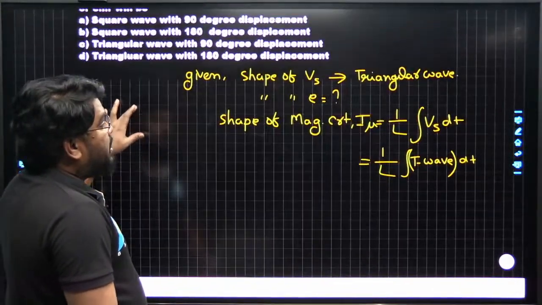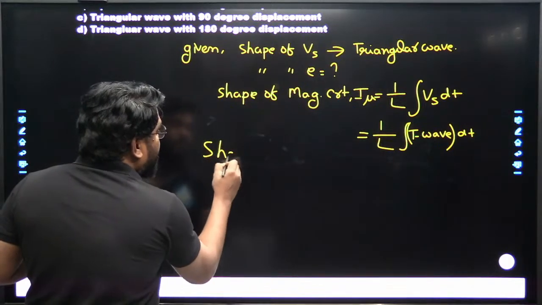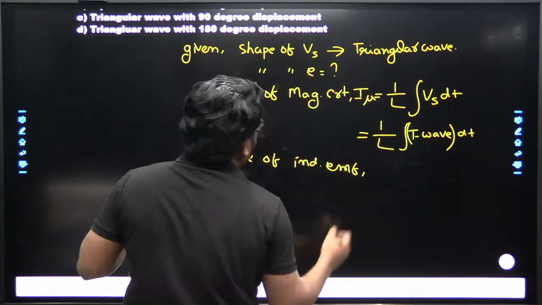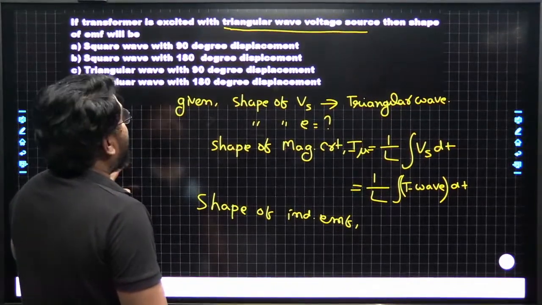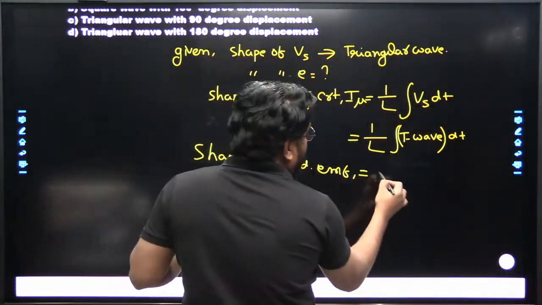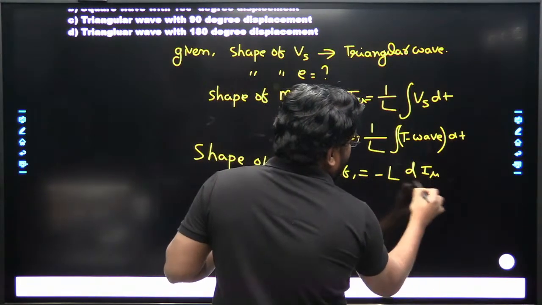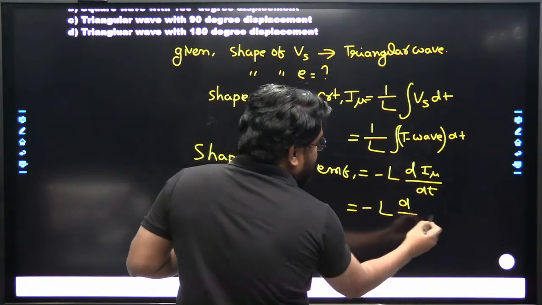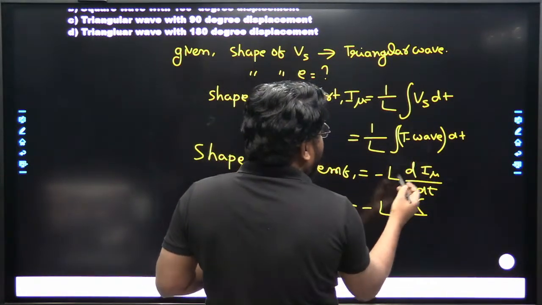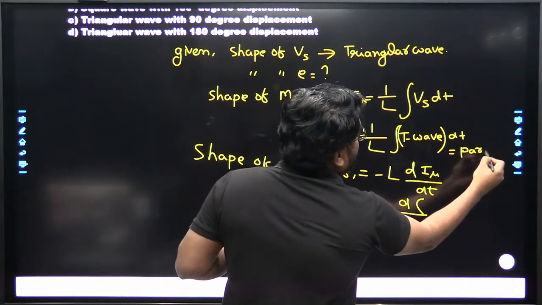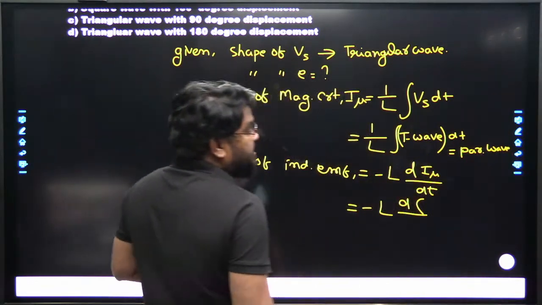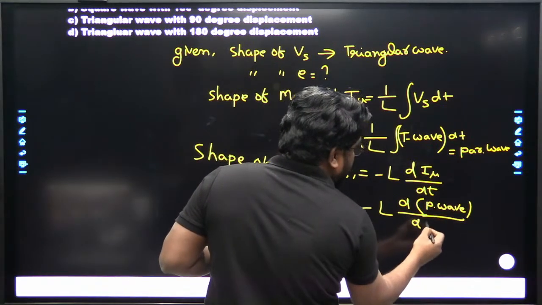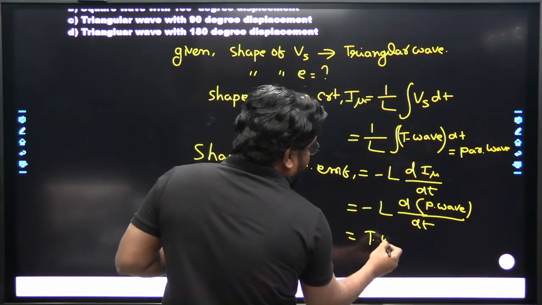But we require the shape of the induced EMF. The induced EMF is equal to minus L di mu by dt. The differentiation of this one, by simplification, is a parabolic wave. Now the differentiation of the parabolic wave with respect to time is a triangular wave.